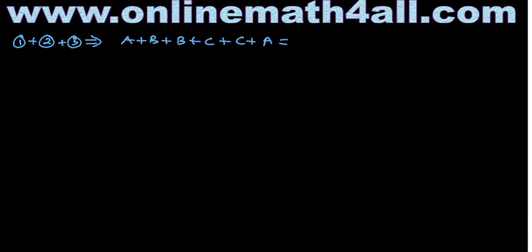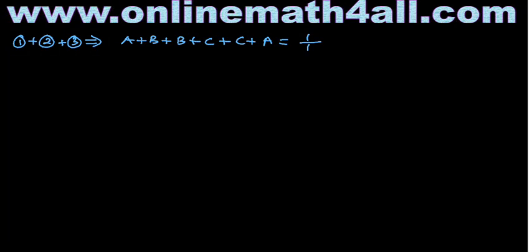And on the right side we have 1 over 12 in the first, and 1 over 18 in the second. The third we have 1 over 24. So we have A + B on the left side in the first equation, B + C in the second, and C + A in the third. I hope students can understand this one.